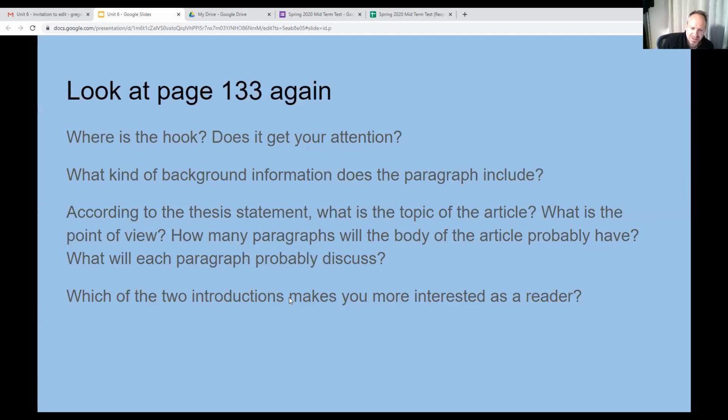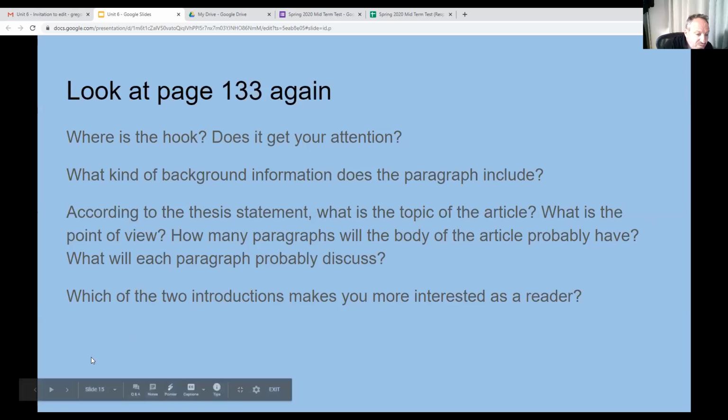So how many paragraphs will the body of the article probably have? So 3. Yep, 3 body paragraphs, 1 for each example. What will each paragraph probably discuss? Each one of the examples, as I mentioned. Good. Which of the 2 introductions makes you more interested as a reader? Yeah, I think having the hook sentence there is obviously an important way to make you interested. I think that's an important way to get the reader focused and curious to find out more about the essay to come.